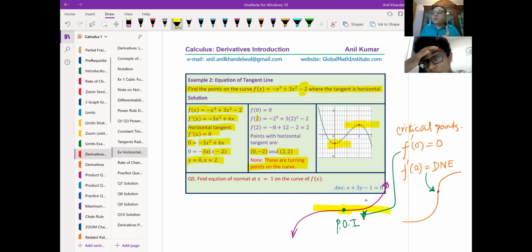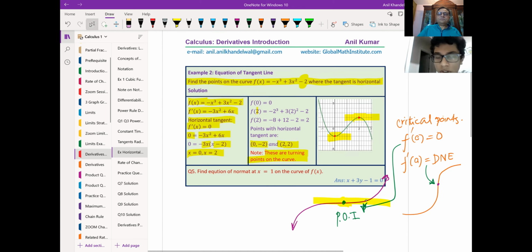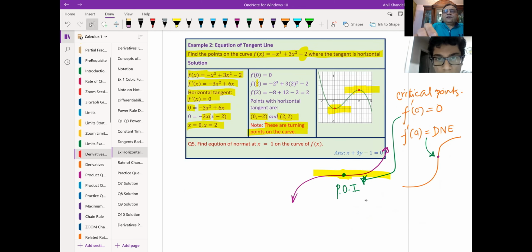So I have a question. I'm still a little confused. How do we get that the horizontal tangent is 0? So we find the derivative of the function first. Let's redo it. So we have a function f of x, which equals minus x cubed plus 3x squared minus 2, right?